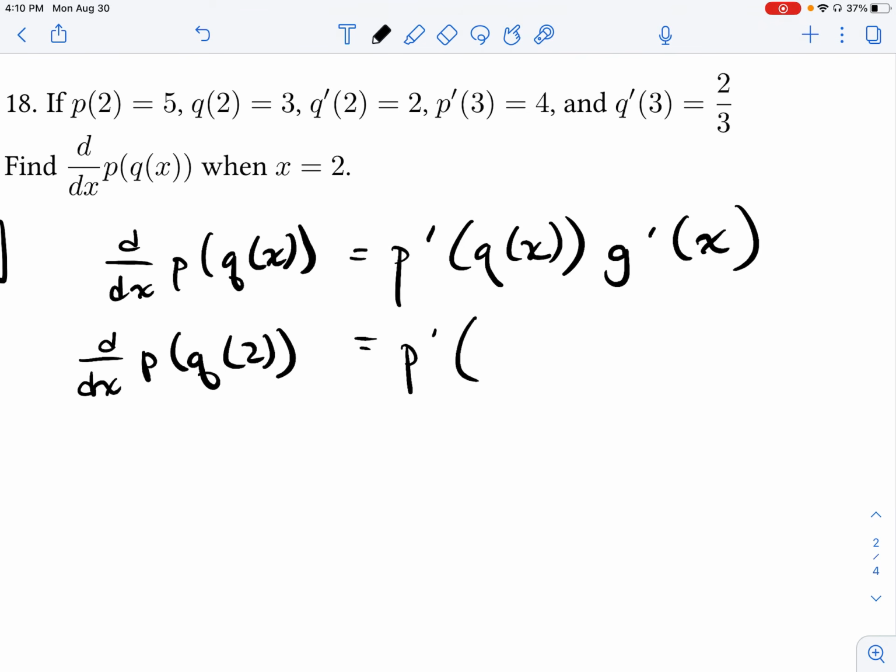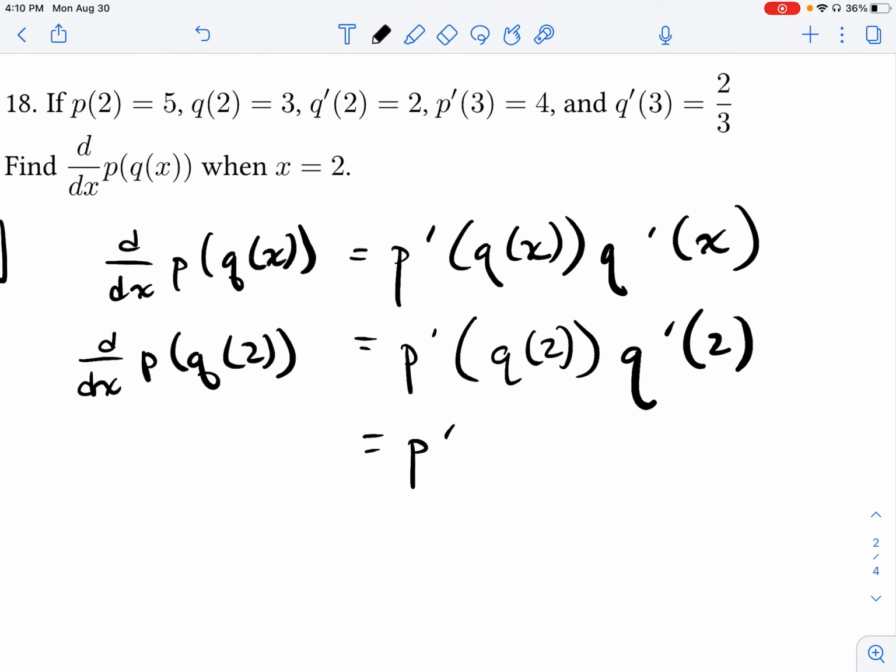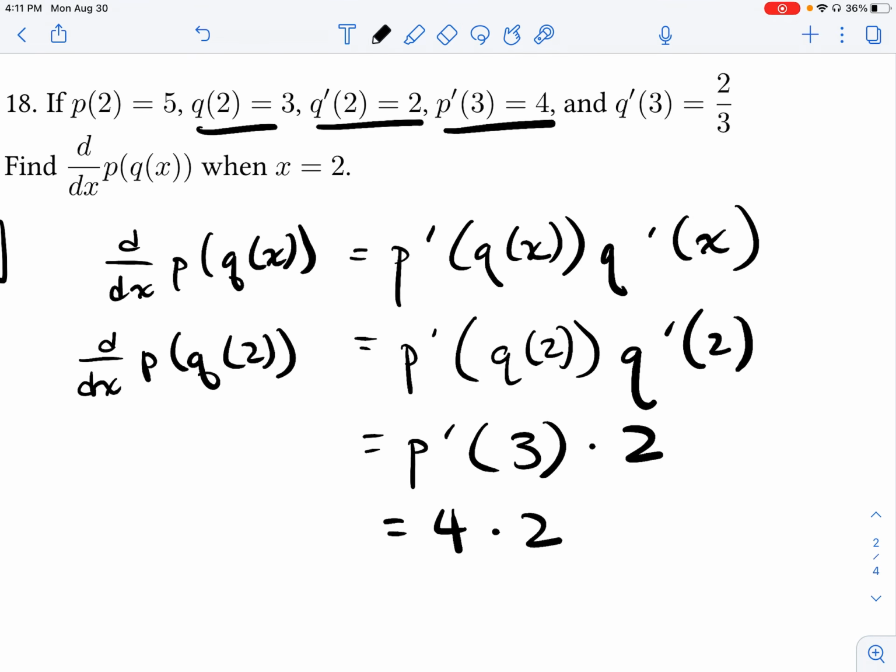So p prime, what is q of 2? Well, let me just write q of 2 first so everyone can see what I'm writing here. Oh, my mistake, and I wrote g there. That's not g, that's q. Okay, so now this is q prime of 2. So this is p prime of 3, because we're told that q of 2 is equal to 3. What is q prime of 2? Well, that's equal to 2. And what is p prime of 3 now? We're told p prime of 3 is equal to 4. We can just say all of this is equal to 8.